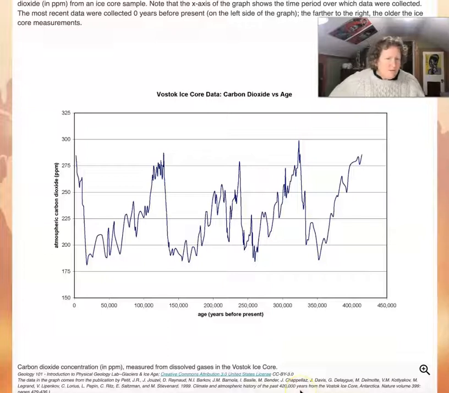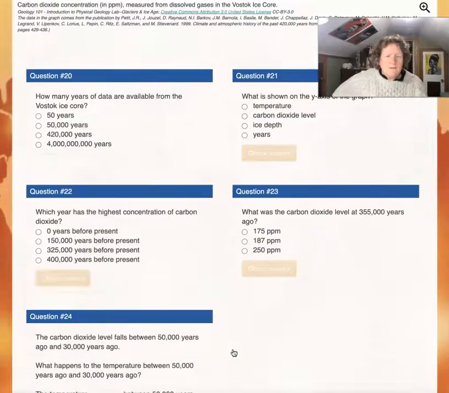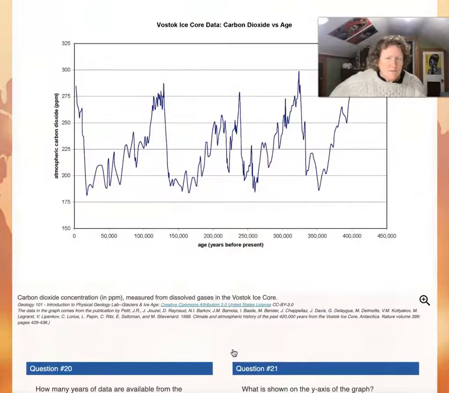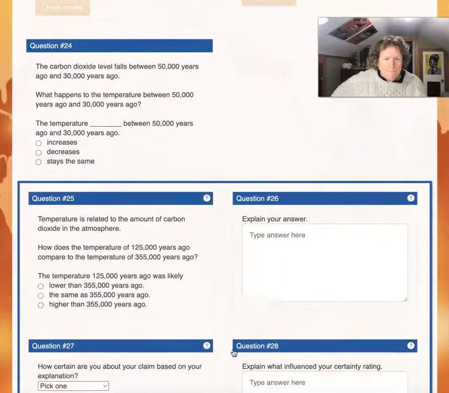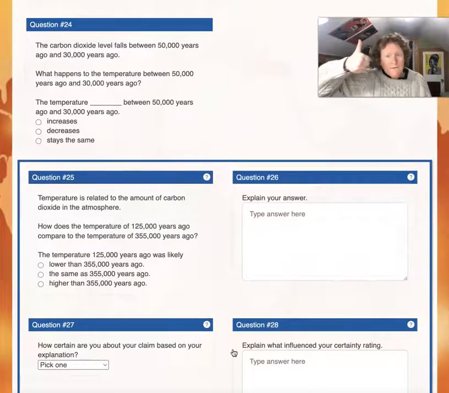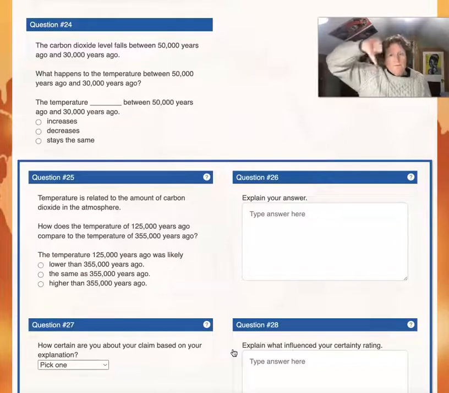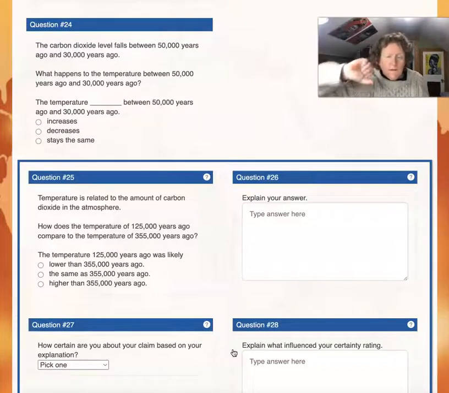Carbon dioxide increased, but then eventually it went down. If the carbon dioxide goes down, what happens? If it goes up, we know what happens to the temperature. So think about what happens when you take carbon dioxide out. Will the opposite thing happen?